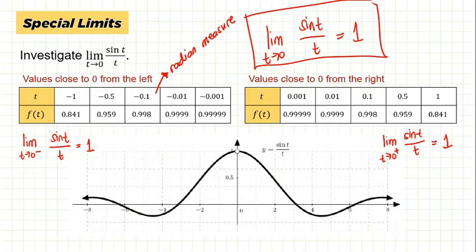Okay, so the graph of the function looks like this one. There is a hollow point at t equal to 0 because when you substitute t equal to 0 into the function, the answer will be indeterminate. Therefore, t equal to 0 is not included in the domain of the function. However, the limit still exists, so you can clearly see it in the graph. The left side of the graph approaches 1 and the right side also approaches 1. So the limit of sine t over t as t approaches 0 is equal to 1.